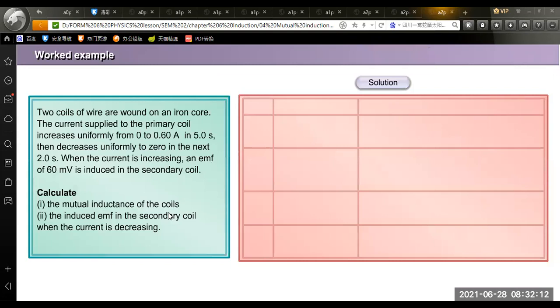Ladies and gentlemen, let's look at this question. Two coils of wire are wound on an iron core. The current supplied to the primary coil increases uniformly from 0 to 0.6 ampere in 5 seconds, then decreases uniformly to 0 in the next 2 seconds. When the current is increasing, an EMF of 60 millivolts is induced in the secondary coil. Question: calculate the mutual inductance of the coils and the induced EMF in the second coil when the current is decreasing. So how to solve it?